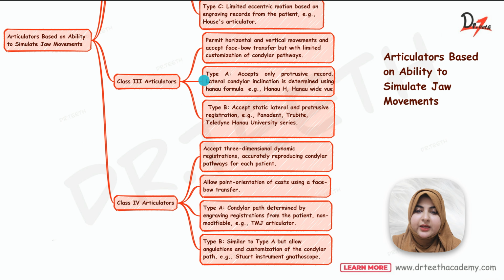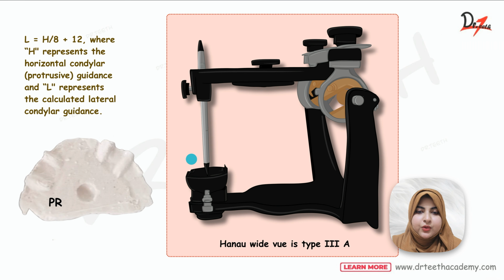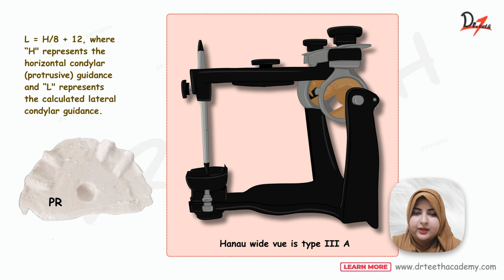So type 3A is your Hanau wide view, another viva question. It accepts only protrusive record. Lateral condylar inclination is determined using the Hanau formula. So let's try to understand this in the little time that we have. So this is the Hanau wide view type 3A articulator.